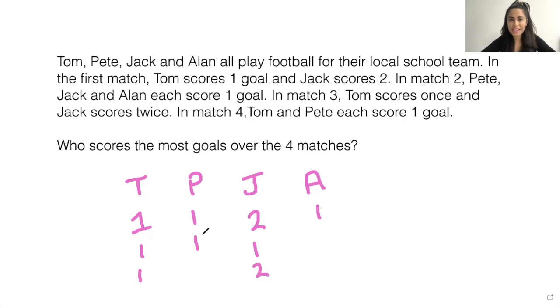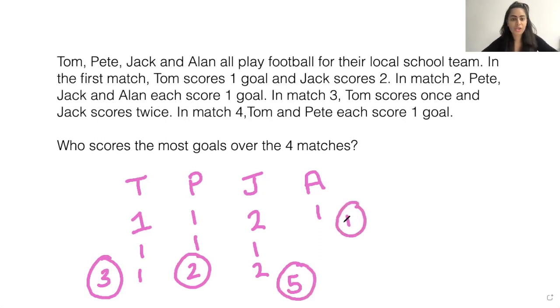Right, that didn't take us that long, did it? And it's quite clear to see who's the winner here. So Tom, how many goals has he scored? He's scored 3. Pete, he's scored 2. Jack, he's scored 5. And Alan scored 1. So who scores the most goals? It's Jack. 5 goals for Jack.